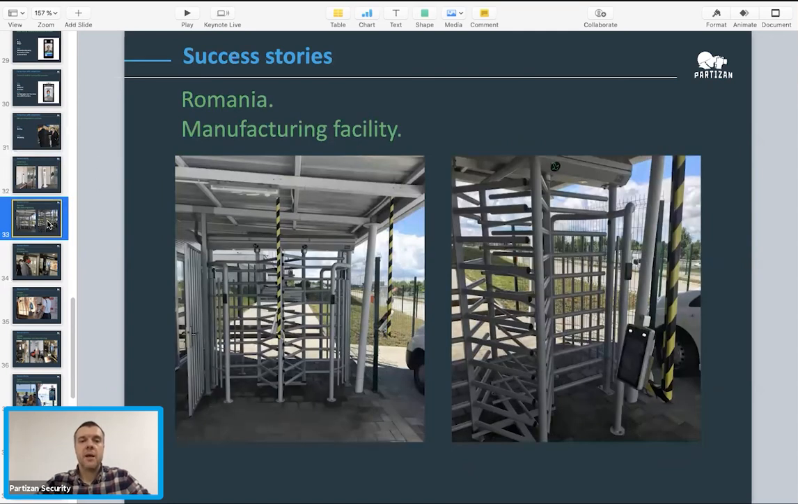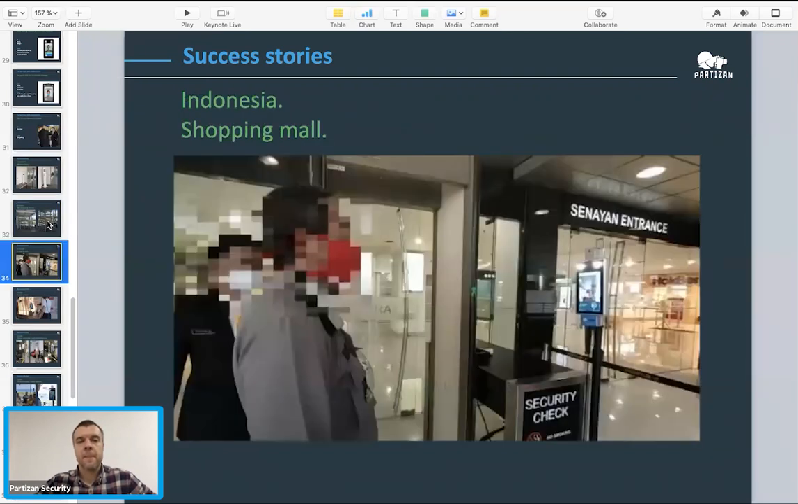Basically from Romania, it's a manufacturing facility outdoors, but it's under the ceiling, which is really important. So you have to avoid some bad weather conditions, and you have to avoid the direct sunlight or the direct air conditioning flow. So it's really important, just keep it in mind when we'll be installing those systems.